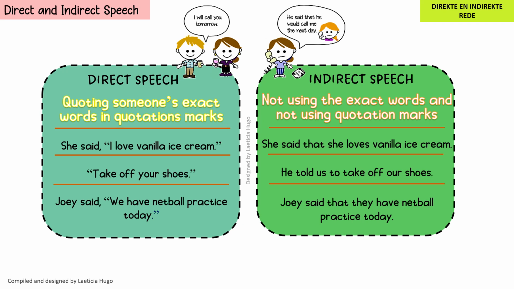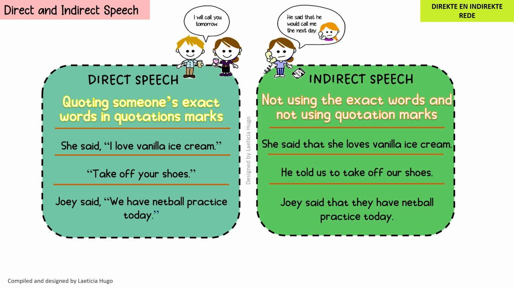Then on your right-hand side in the green block, it's indirect speech. So indirect speech is not using the exact words and not using quotation marks. So it is when someone said something and you have to tell someone else what that person said, then that is indirect speech. If you can just have a look there at the picture above, on the left-hand side, it's "I will call you tomorrow." And then on indirect speech, it's a girl holding a telephone. And so she's telling someone else what the boy said to her. So indirect speech, not using the exact words and not using quotation marks.